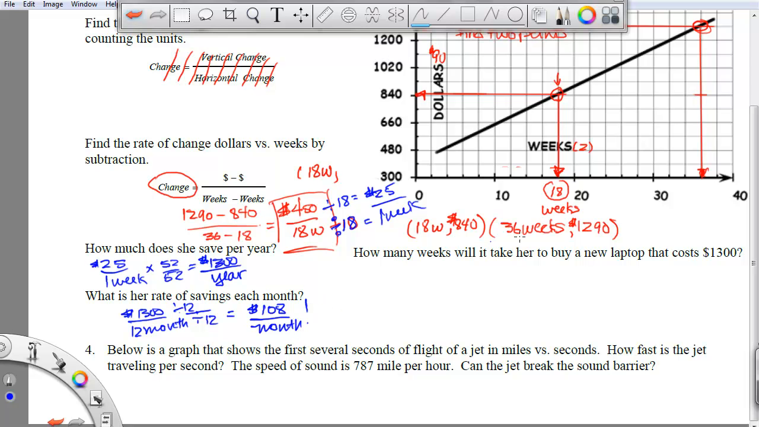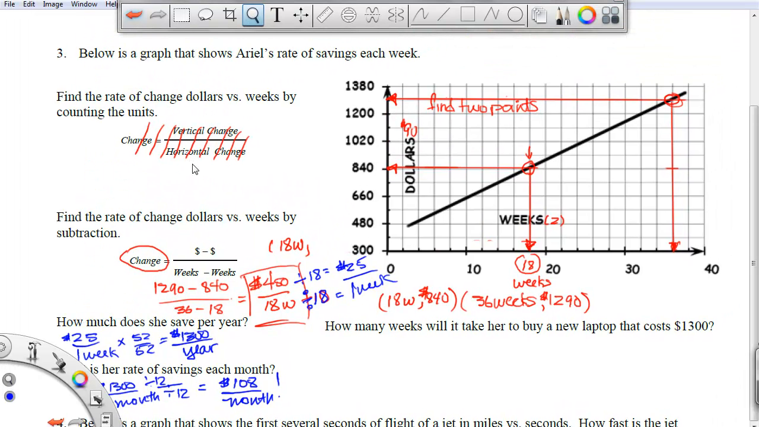Now it says, how many weeks will it take her to buy a new laptop that costs $1,300? Well, we don't really have to figure that. We're going to come up here and look at the graph, and we're going to find $1,300 on here. And let me do some erasing here so we can see this clearly. Remember how we got our points? I'm just going to erase that so we can see this in blue.